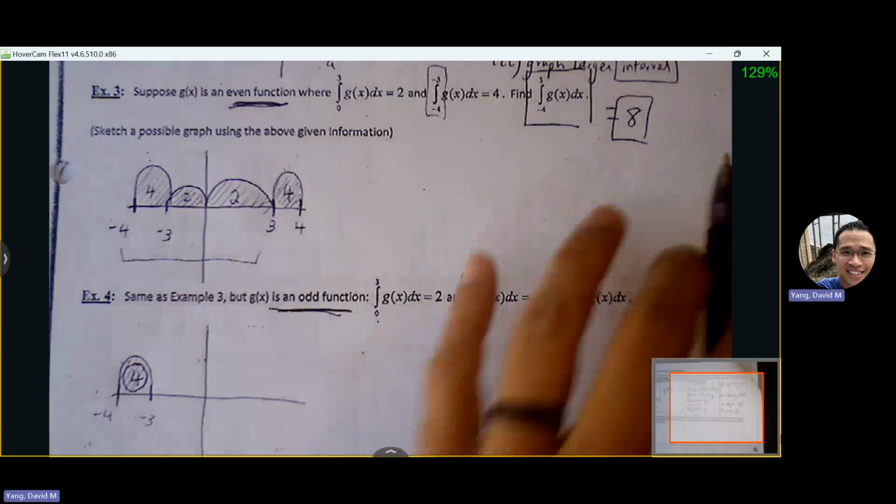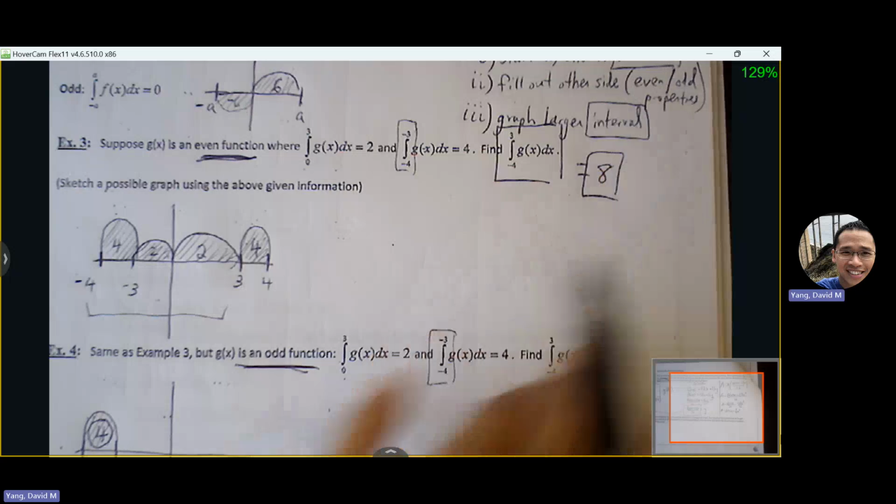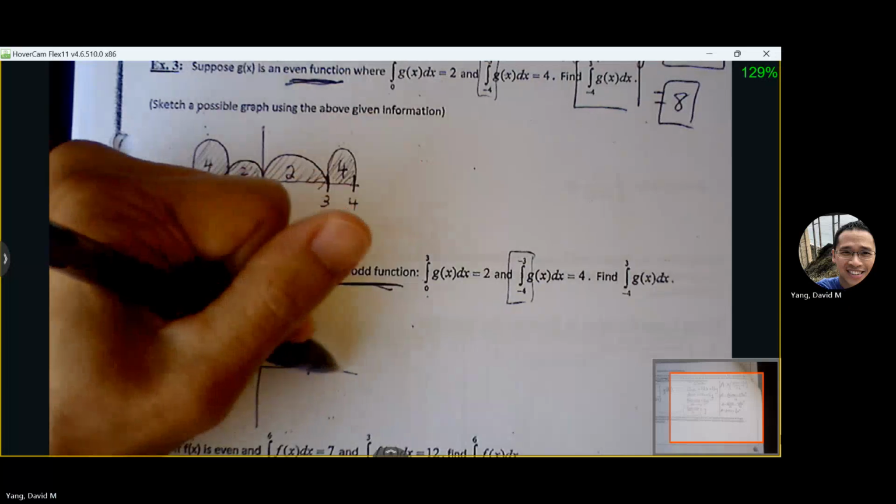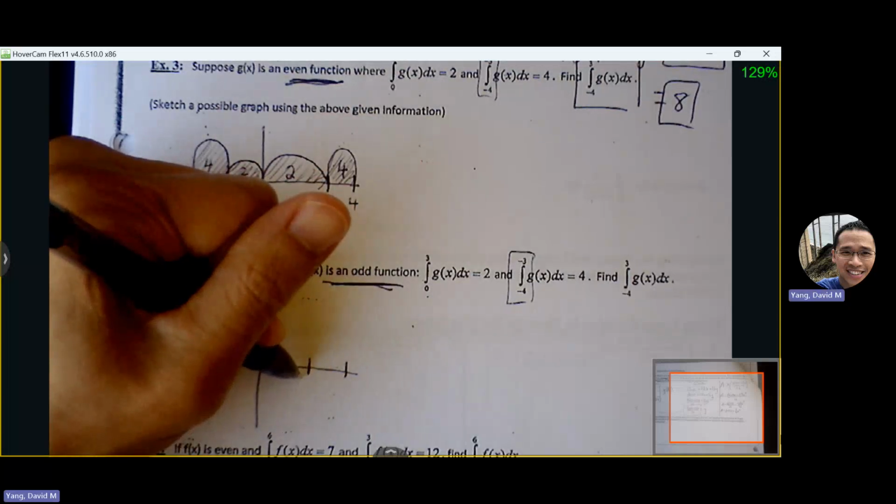As soon as I have my shorter interval built, I'm going to fill out the other side. What can I put on the other side now that it's an odd function? 3 to 4. And what can I put there? Good.